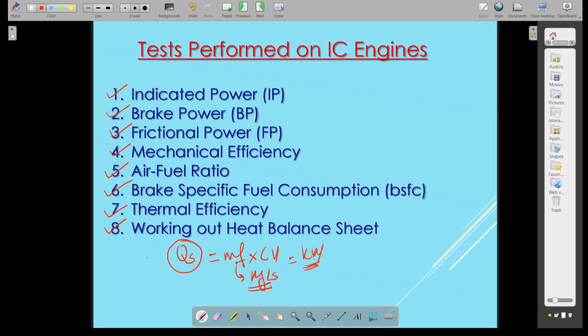When I say the heat balance sheet, the first part is the heat supplied, and then this heat is utilized. It is utilized for the power, so Q_BP will be the brake power that is being developed. Then the engine coolant, or we say water, takes out heat, so Q_W has to be found out. Then you have exhaust gases which take heat, so Q_G.